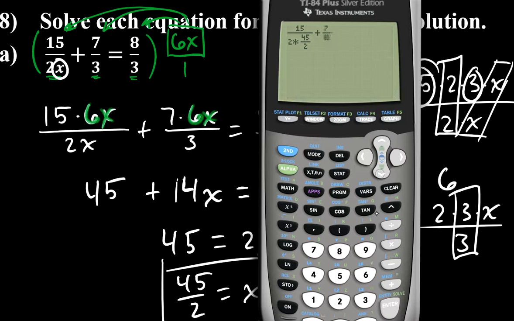I don't typically do this all the way, but I do like how I can see visually that this fits exactly what I've got on the paper here. So 15 over 2 times x, and you can see x is 45 halves, and then plus 7/3. Now when I press enter, you can see that it makes it exactly 8/3. So that's perfect confirmation that the left hand side is the same as the right hand side. So the moment we know what x is, 45 halves, that's the value of x that will make this truly equal. So that's our solution, and that's the check for it.